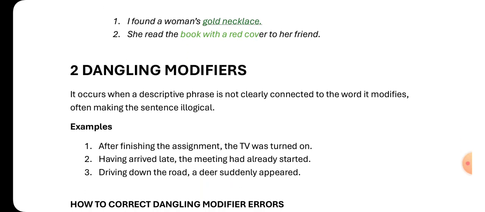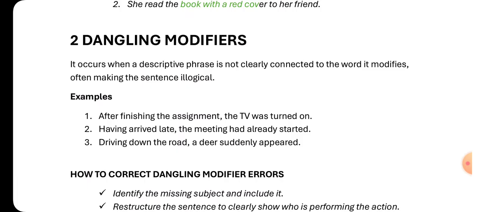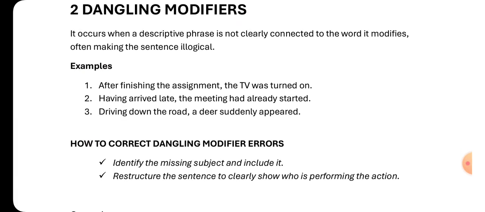Let's look at the second error, which is dangling modifier. A dangling modifier occurs when a descriptive phrase is not clearly connected to the word it modifies, often making the sentence illogical. And it makes the sentence illogical. Now let's look at some examples here. So let me explain it in simple terms.